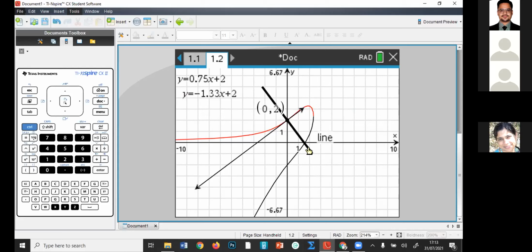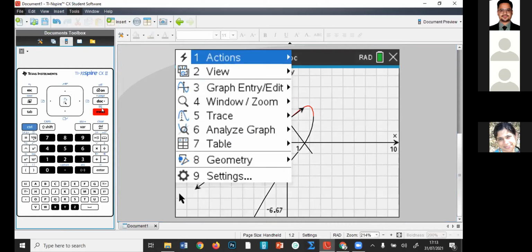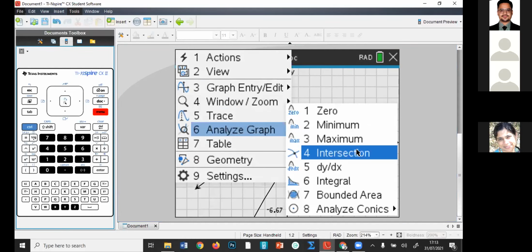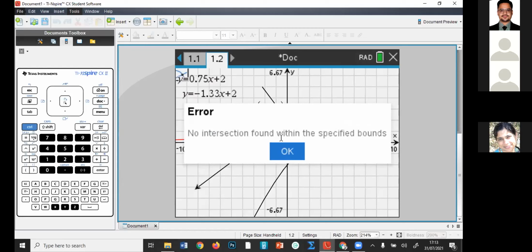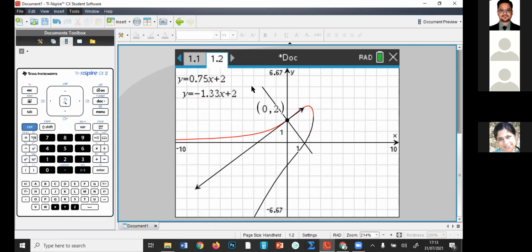So we are actually looking at this point of intersection. Now, if you go by a simple analysis of the graph, we may not get the point of intersection, because it says no intersection found within the specific bounds, because this normal is a construction. This is not a line.